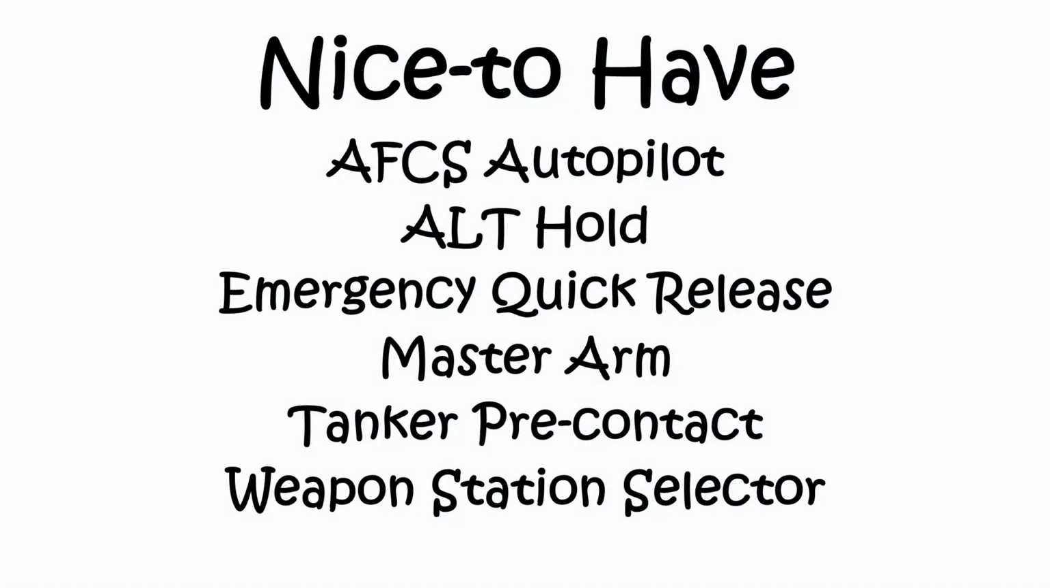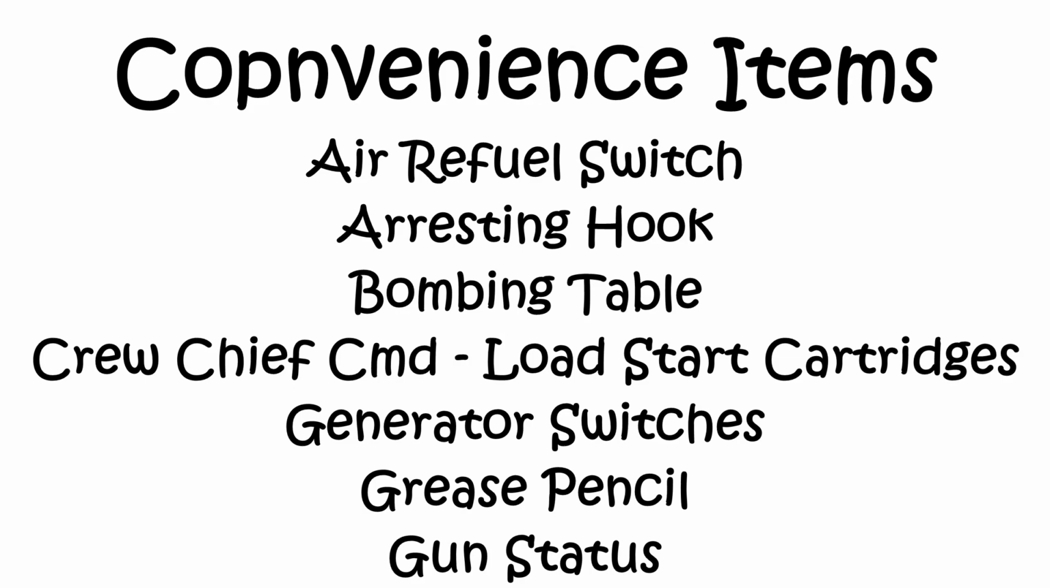Nice to have items which I find myself using frequently. The top three items have to do with the autopilot functions. Master arm, although it is relatively easy to access on the panel. Tanker pre-contact, which will help keep your attention focused while you're refueling. And the weapon station selector, primarily because I find the left outboard button hard to reach. I have a few buttons available to me, and I've elected to put these convenient items on those buttons.